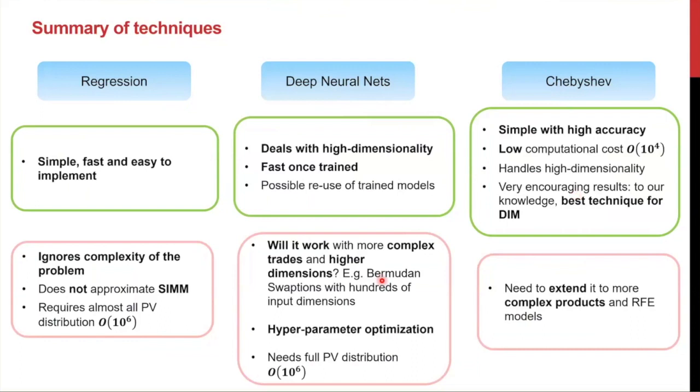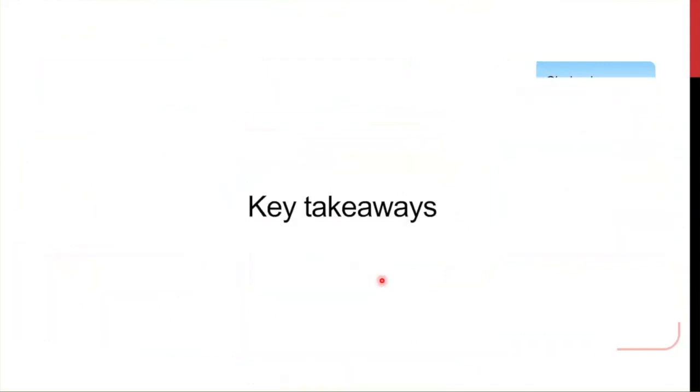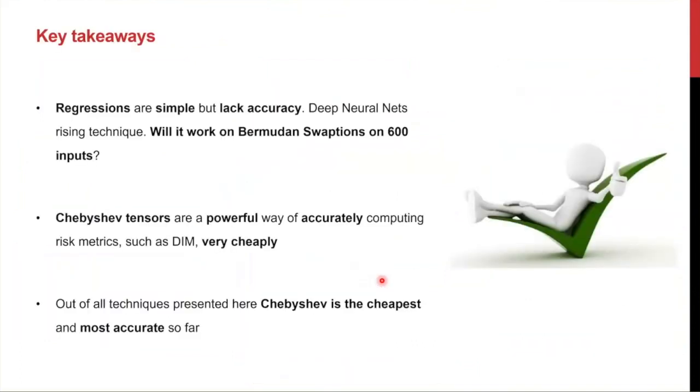And to finally wrap up the presentation, what are the key takeaways? So we identified at the beginning the pricing problem and risk calculations. We all know about it. Calling pricing routines over and over can be expensive. In particular for dynamic initial margin, hugely expensive if you want to do it brute force.